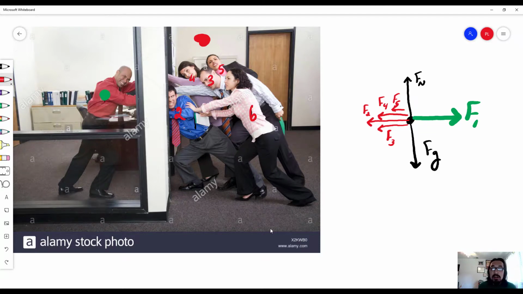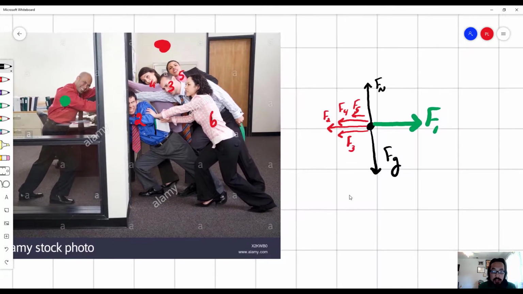So here's a very important lesson: you can only draw forces that are impacting the object. Now this lady here is pushing on this guy, but she is not pushing on the door, and the object in focus is the door itself. So that will be my free body diagram. It kind of works there.